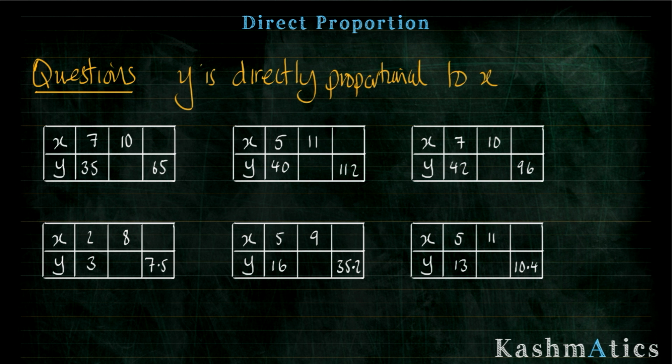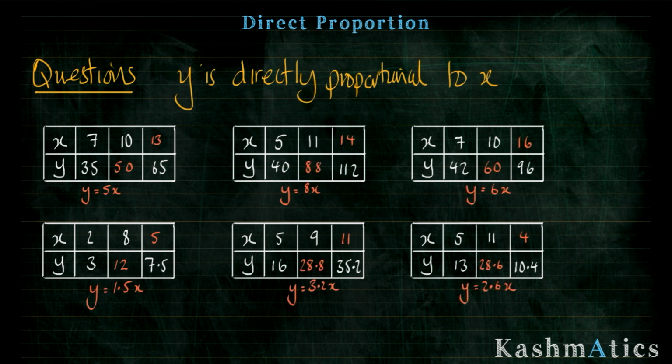So the answers are coming up in 3, 2, 1, and here they are. Okay, so underneath each table, I've got the relationship between y and x, and the numbers in the table are the missing values you needed to find.